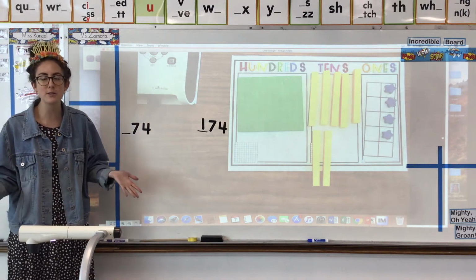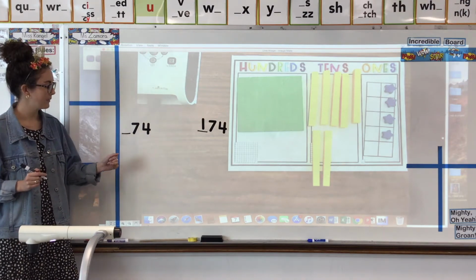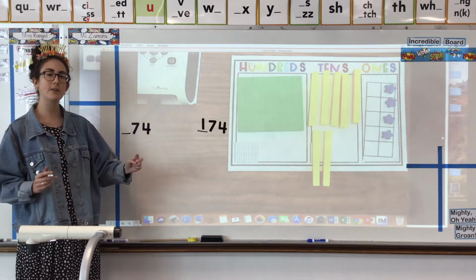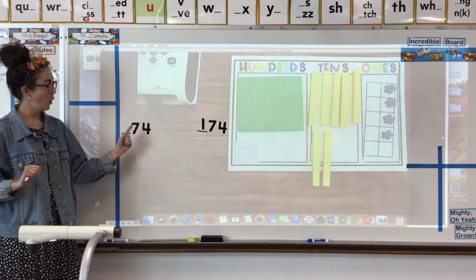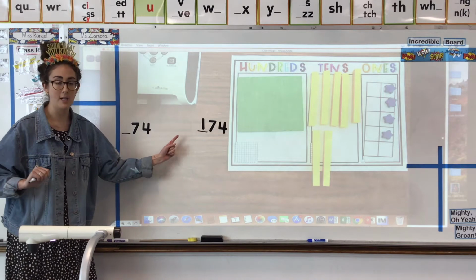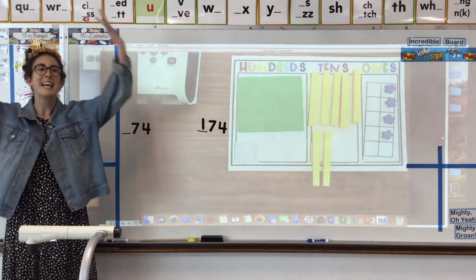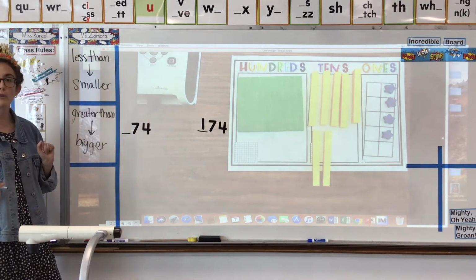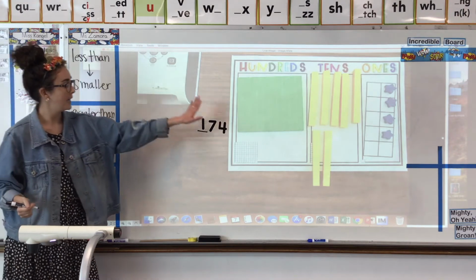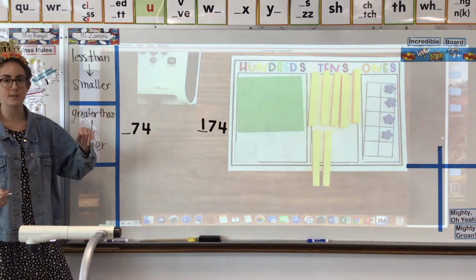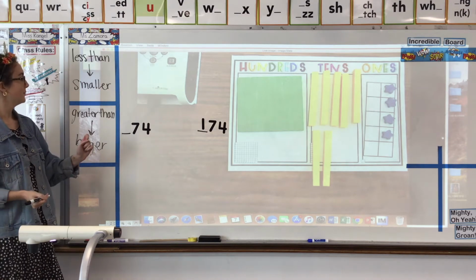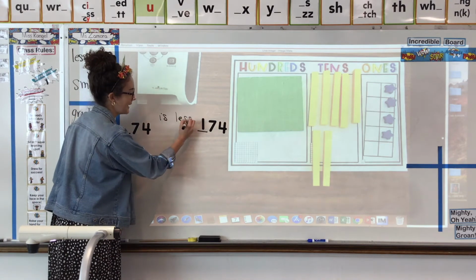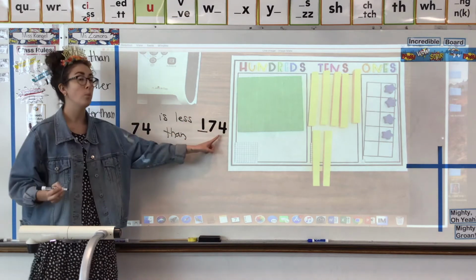How can we describe this relationship? Let's compare. 74 is less than 174. Is it smaller? Or is 74 greater than 174? Is that bigger? What do you think? Less than or greater than? 74 in comparison to 174. We're starting here. 74 is less than 174.